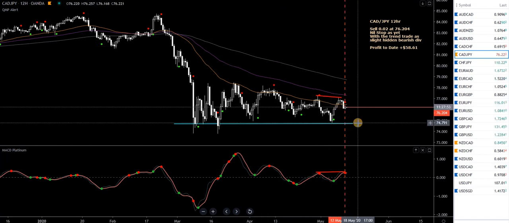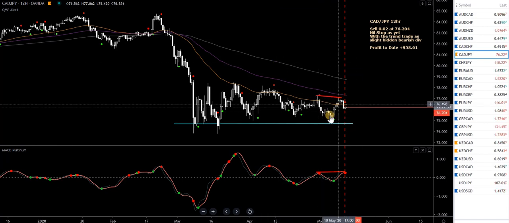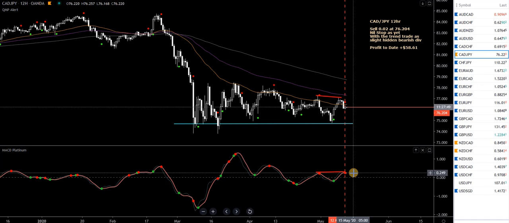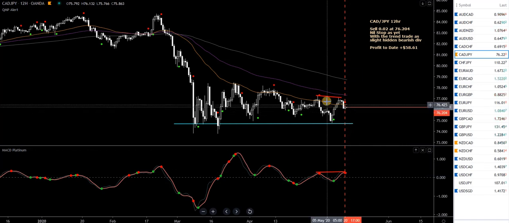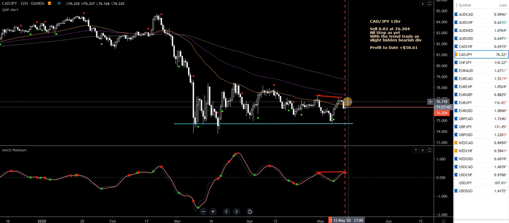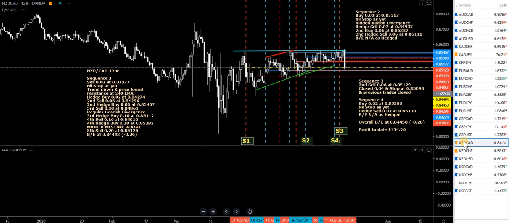It's with the trend, trend's down. It's not a great setup, but it's a valid setup. The MACD platinum's above the zero level. And there is slight hidden bearish divergence there. So that's the CAD yen. Next, New Zealand CAD.